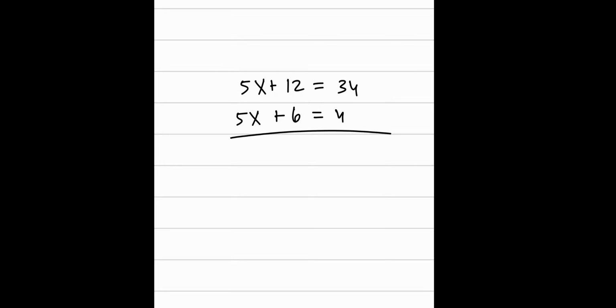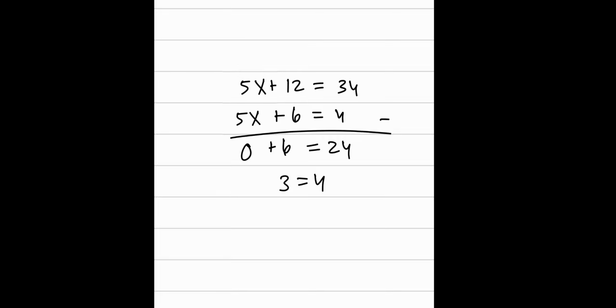So we have 5x plus 12 equals 3y, and 5x plus 6 equals y. Notice how we already have the same x coefficient, so it's pretty easy to subtract these two equations. 5x minus 5x is 0, that cancels out. 12 minus 6 is 6, and 3y minus y is equal to 2y, so 6 equals 2y. Divide both sides by 2, and y is equal to 3.